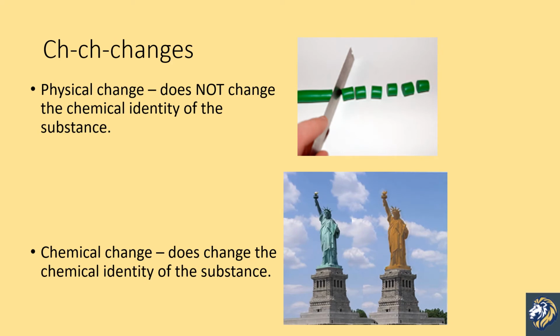Changes can be physical or chemical. A physical change does not change the identity of a substance. Cutting this green stuff into pieces changes it, but it's still the green stuff. We didn't change its identity. The Statue of Liberty, when it was first given to the United States and finished, was made out of copper, so it was a shiny copper color. But over time, it chemically changed. We found out that copper is chemically reactive with oxygen, and it made a new chemical compound on it. A chemical change does change the chemical identity of a substance. So it's not shiny copper metal, it's a compound of copper, which has a different identity.